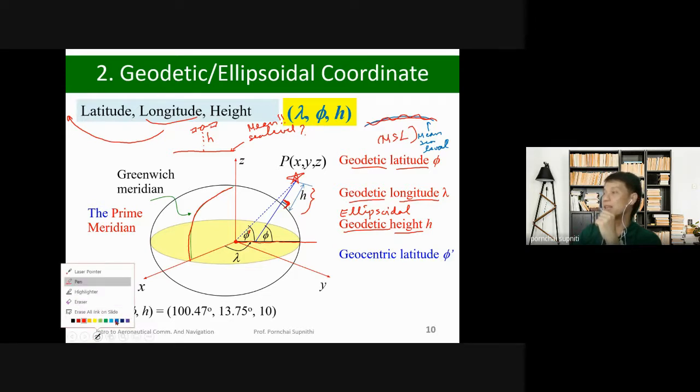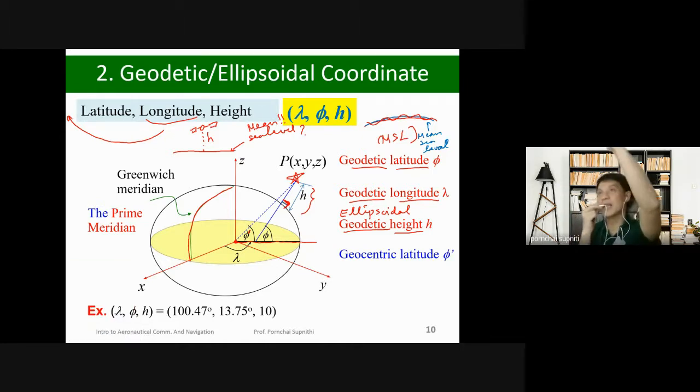Okay, however, this height is not the actual height from the satellite all the way to the ground. Because imagine if you are in the north of Myanmar, the land is very high compared to mean sea level, right? Yes. So this height is compared to mean sea level, not the actual ground. We will talk about that a little bit more later. So what are some example numbers? A longitude, say 100.47 degrees, latitude of 13.75 degrees, and the height is 10 meters. I think this is near Lat Krabang or KMITL. Okay, that's the position.